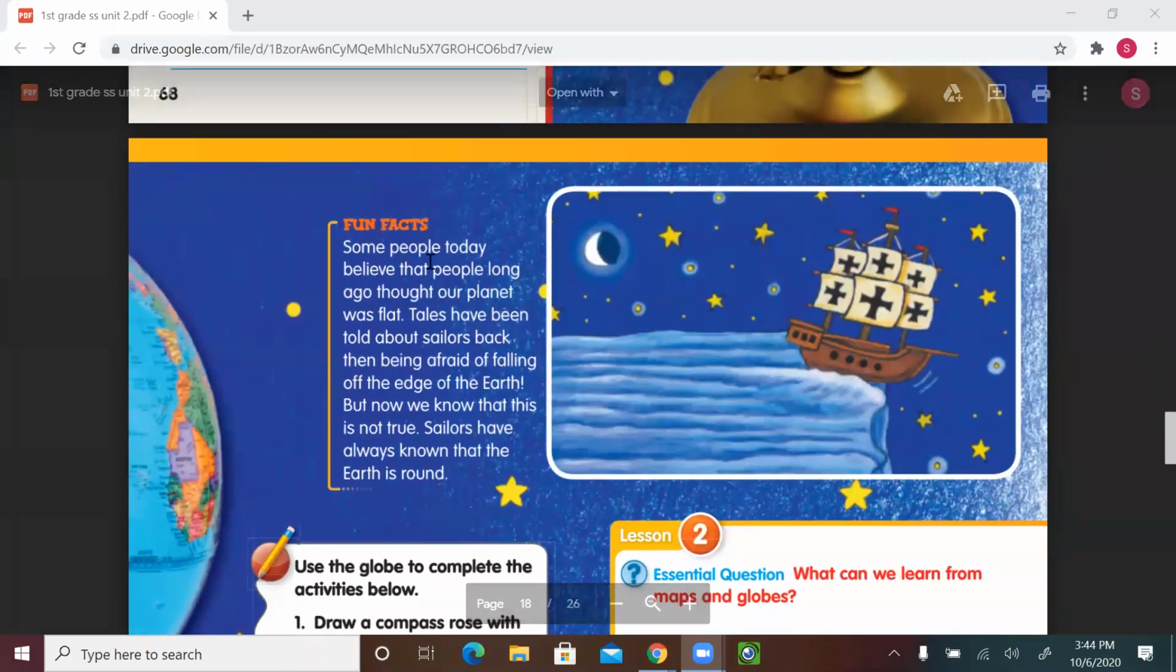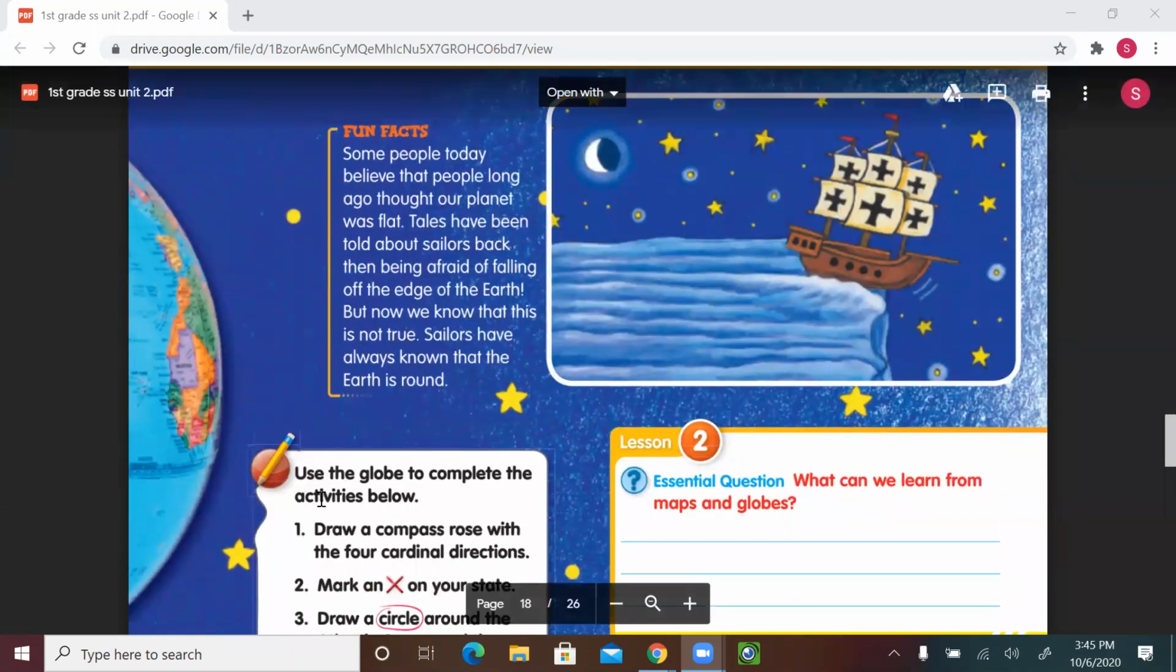Fun fact. Some people today believe that people long ago thought our planet was flat. Tales have been told about sailors back then being afraid of falling off the edge of the Earth. But now we know that this is not true. Sailors have always known that the Earth is round. So this is a fun fact: this is what people used to think of the Earth in the old days, long ago. But now we know that the Earth is round.